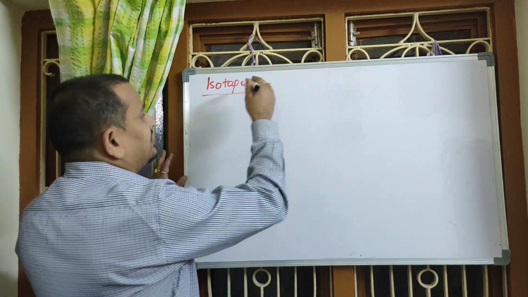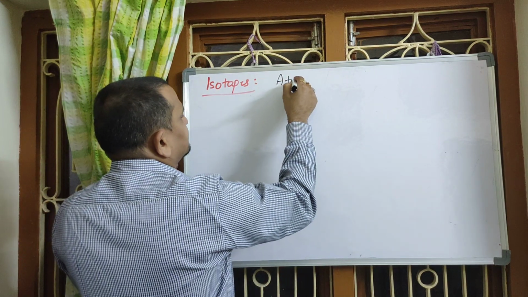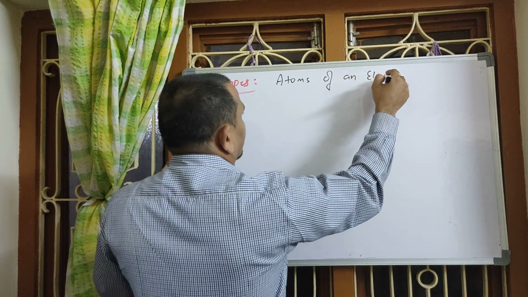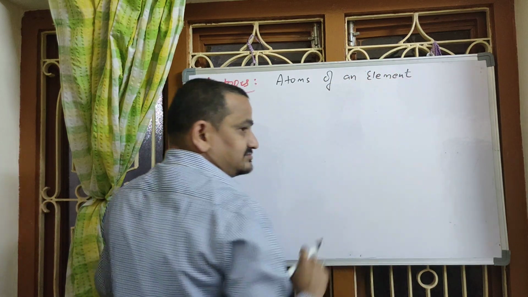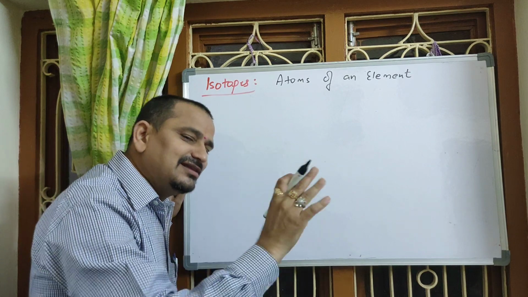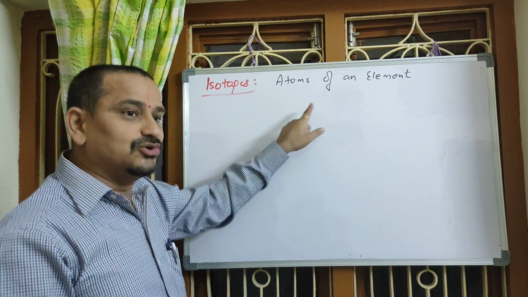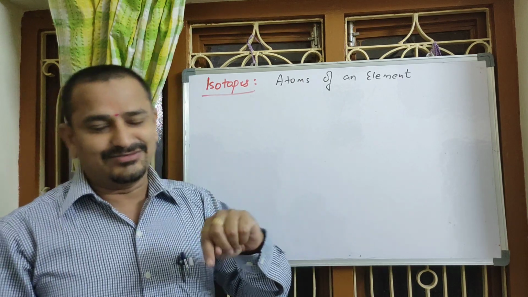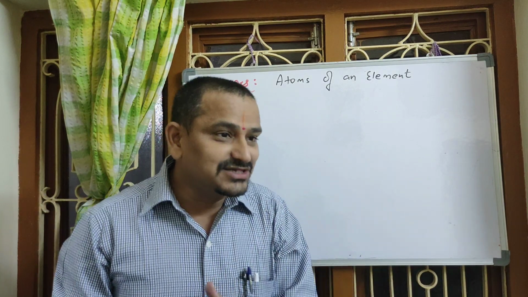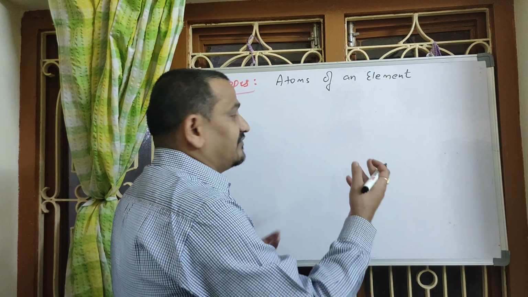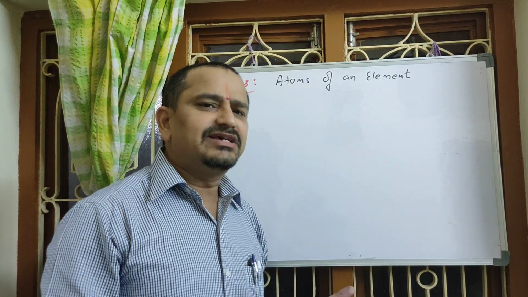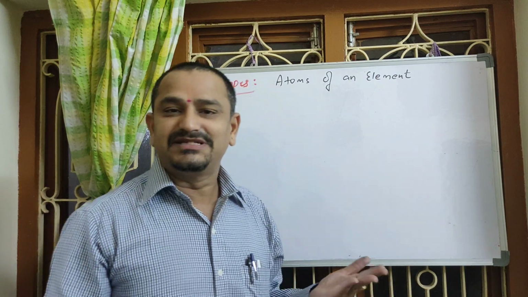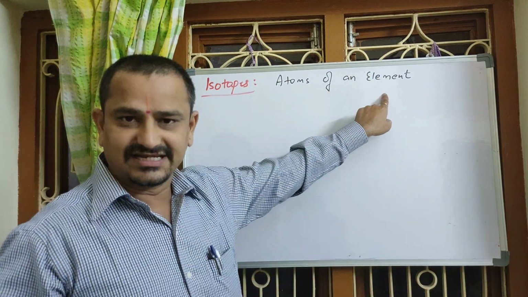So, what's the systematic definition of isotope? Atoms of an element, meaning atoms of the same element. Those atoms belong to the same element: carbon atoms of the carbon element, hydrogen atoms of the hydrogen element, oxygen atoms of the oxygen element, like that. When they are from the same element, obviously their atomic number will be the same. So we need not specify that point again if you start with this line.